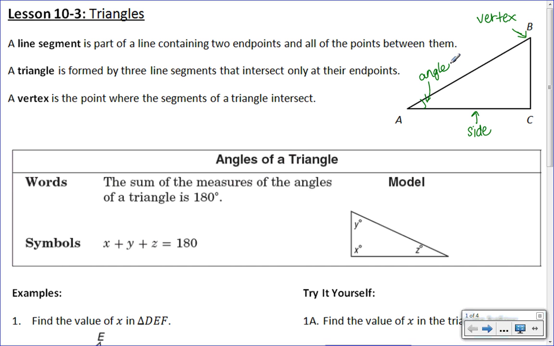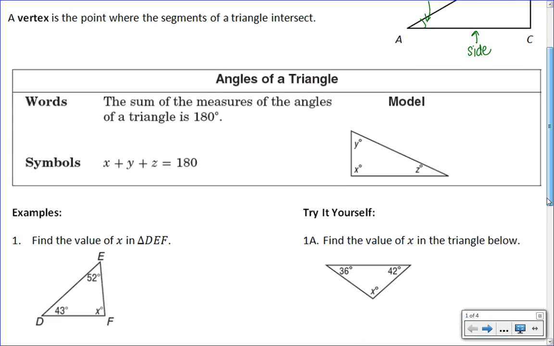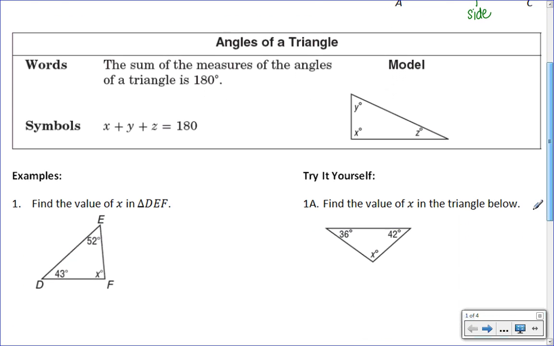Okay, so there's a property that angles of a triangle have. The sum of the measures of the angles of a triangle is 180 degrees. So no matter what type of triangle it is, all three angles will add to 180 degrees. So in this picture, x plus y plus z equals 180. So let's use that to solve a couple problems. So example 1 says find the value of x in triangle DEF.